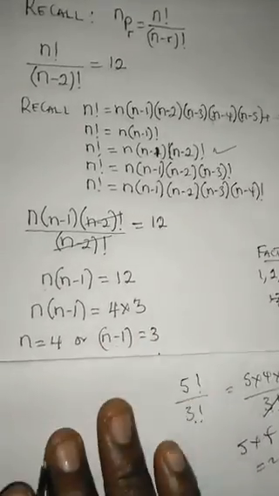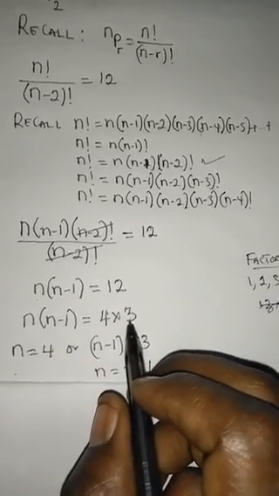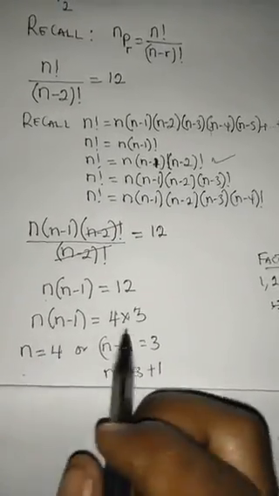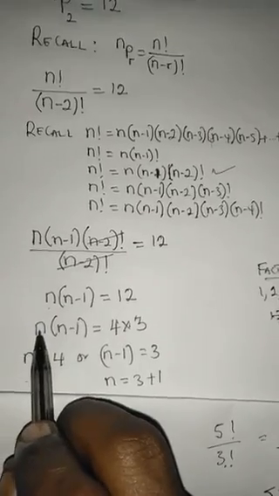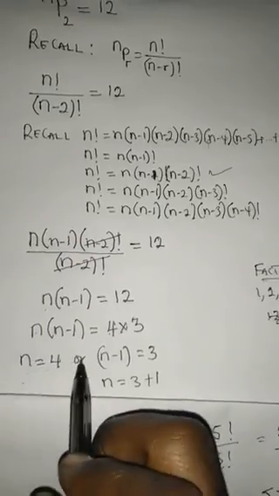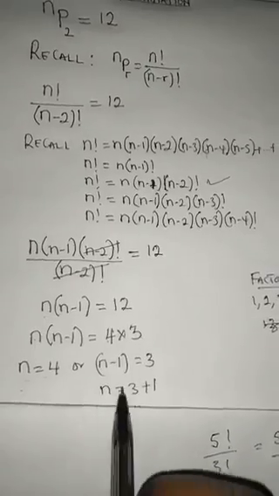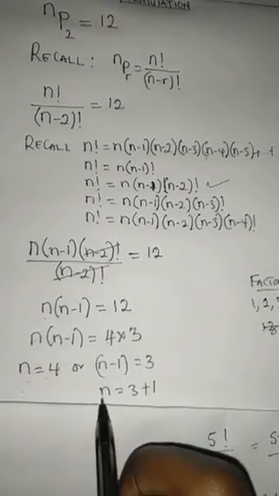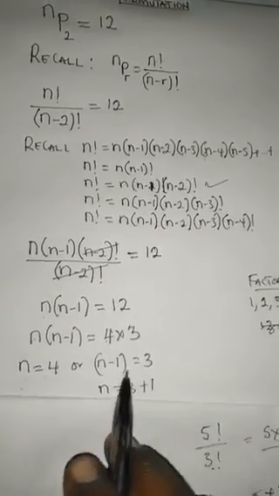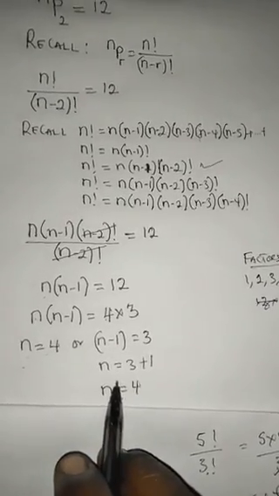Now look at this. I'll now be having 4 times 3 together, so it will be going in a descending order. Now, by comparing both of them, my n here is equal to 4. That's what I wrote here. Or my n minus 1 is equal to 3. Now, n minus 1 equals 3 can still be written as n is equal to, if I take my minus 1 to the other side, 3 plus 1, which will also give me 4. So my n here is 4, all together.